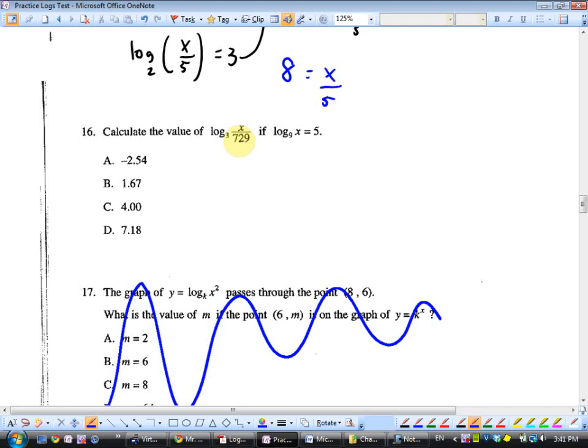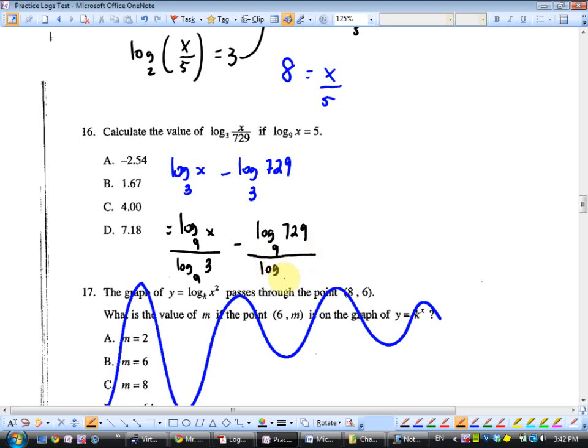First, let's break it up. What's dividing the same as? So if I hear you, this is going to be log base 3 of x minus log base 3 of 729. I don't want base 3. You know what I want? Base 9. Okay. This is going to be the log base 9 of x over the log base 9 of 3. There's your base change law, right? Minus the log base 9 of 729 all over the log base 9 of 3.